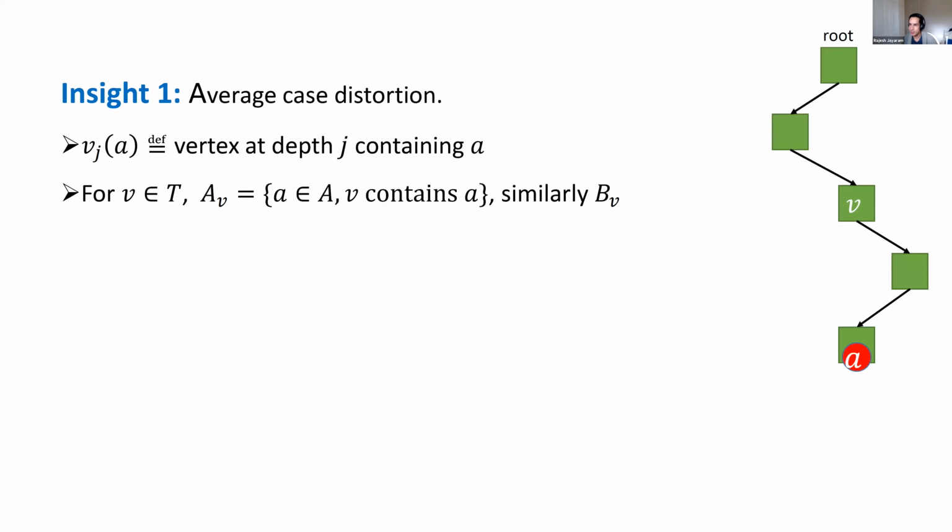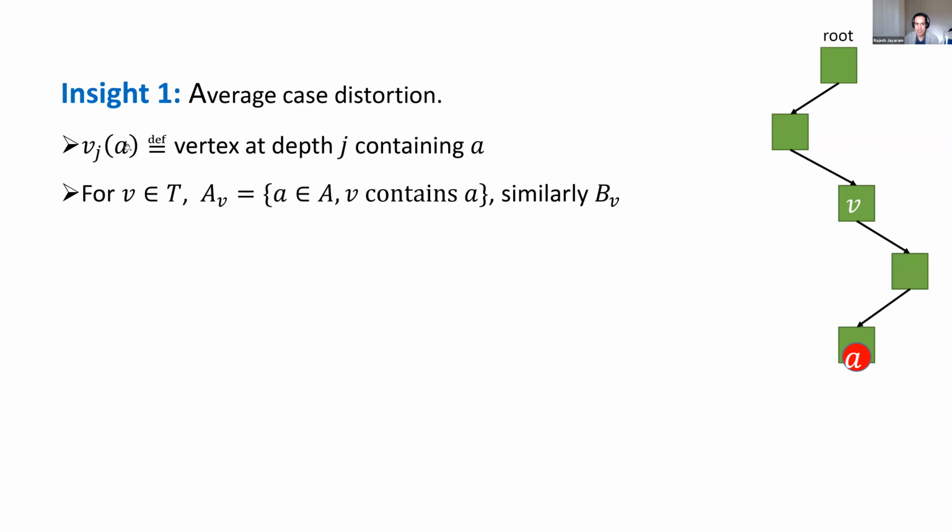So the first idea is this idea of average case distortion, which is actually going to be a simple thing to state. But to do that, I'm just going to introduce a couple pieces of notation first. Remember that for every point A, we mapped it down a path from the root of the quadtree down to a leaf during the execution of the quadtree. So that means every point A gets a path from the root to the leaf associated with it.